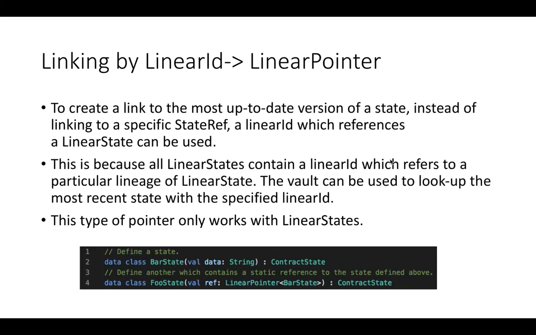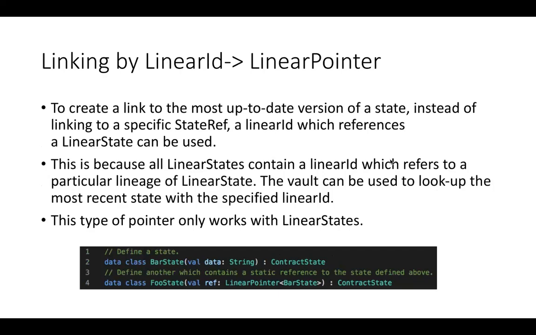If you want to link by linear ID, then you probably want to do this because you always want to link to the most recent version of the state, right? So you probably know already that when you query the vault by linear ID, the vault by default only returns unconsumed states. So that vault query for a specific linear ID will return the most up-to-date version of that linear state, right? So of the lineage of state transitions of that linear state, you will get the most recent version. And that's exactly how the linear pointer works.